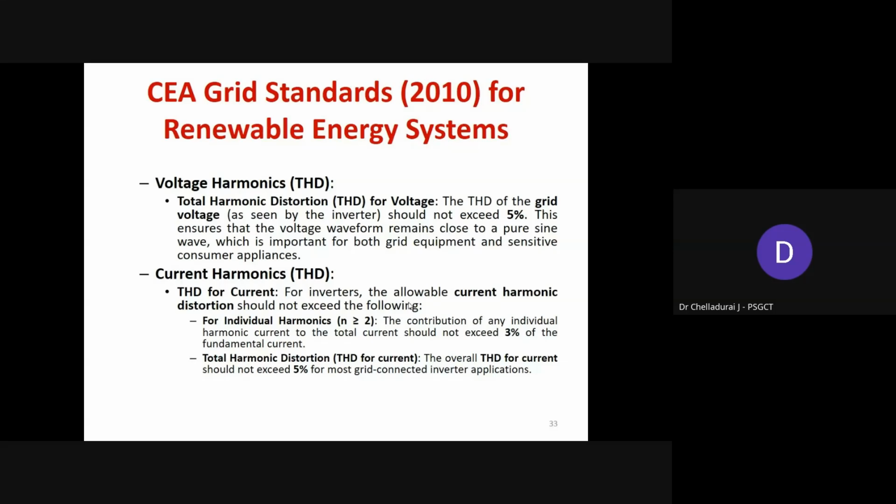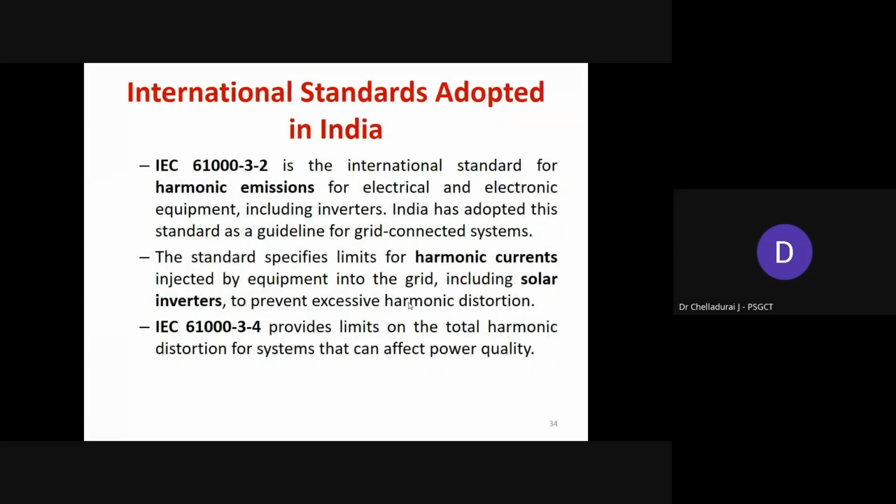The voltage harmonics should not exceed 5%. In current harmonics, especially individual current harmonics, if n is greater than or equal to 2, where n means the order of the harmonics, it should not exceed 3% with respect to the fundamental. Then the total harmonic distortion value should be less than 5%.